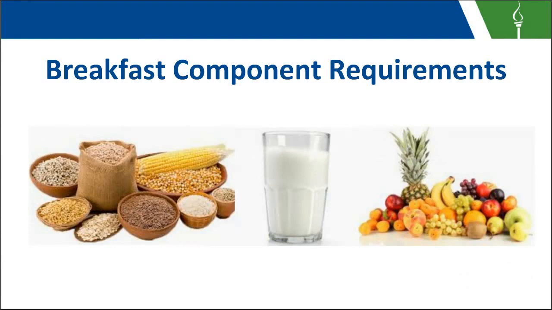So now we'll move on to our breakfast component requirements. For breakfast, we need to offer a grain, fruit, and a milk daily. You'll notice that we do not have a vegetable or a meat alternate component requirement for this meal pattern. You can serve a meat alternate as part of your grain component requirement only after you have already met the 1 ounce equivalent of grains to be served that day. So you have to serve at least 1 ounce equivalent of grains first before you can offer a meat alternate to count towards your grain component. And then vegetables can be used to meet your fruit requirement as well.